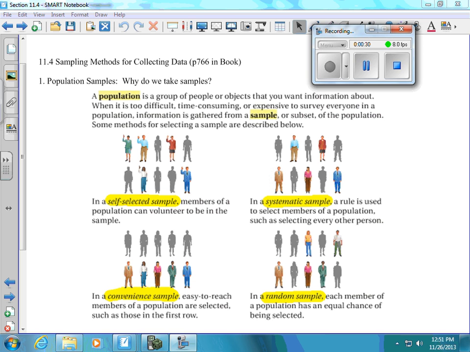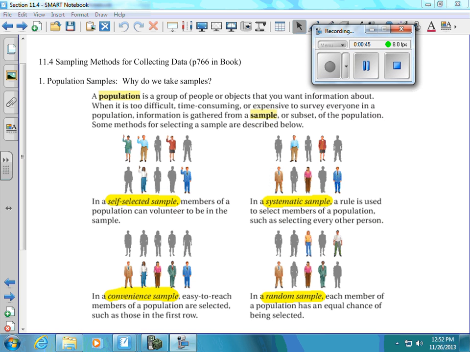Okay, population and samples. Why do we take samples? A population is a group of objects that you want information about. When it's too difficult, time-consuming, or expensive to survey everyone in a population, information is gathered from a sample, or a subset of a population. Some methods for selecting a sample are described below.